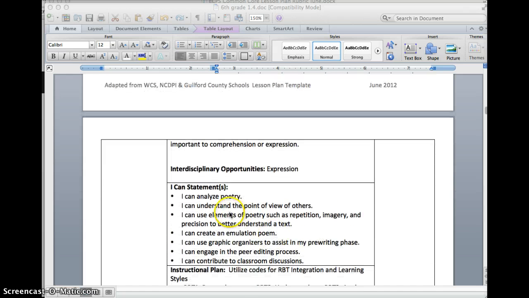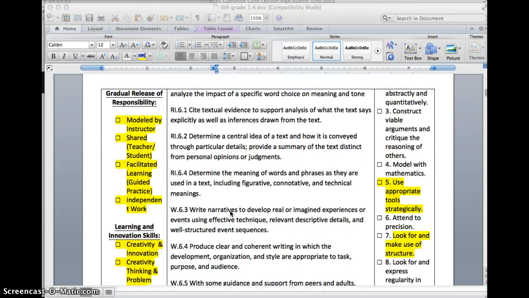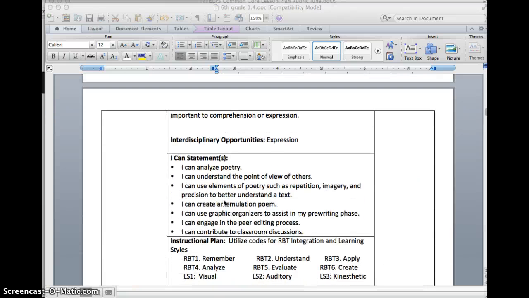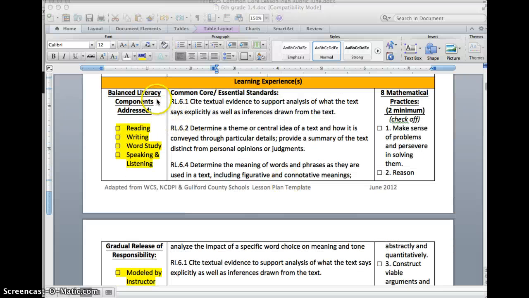The I can statements are pretty much these cite textual evidence to support analysis of what the text says explicitly as well as inferences drawn from the text. So instead of showing that on my whiteboard, I might tell the students that today you should be able to analyze poetry, understand the point of view of others. So for example, Miss Jones might say, I can tell the difference between quick dry bread ingredients. And I hope I'm getting that right. On the side columns, the balanced literacy components. Are you reading? Are you writing?